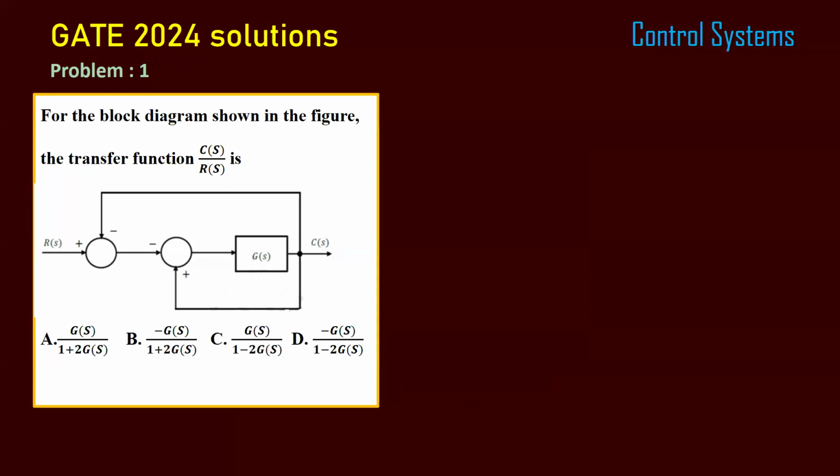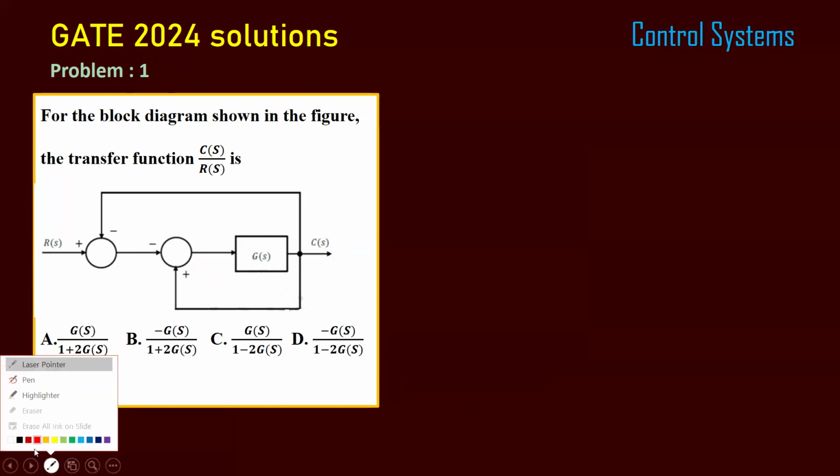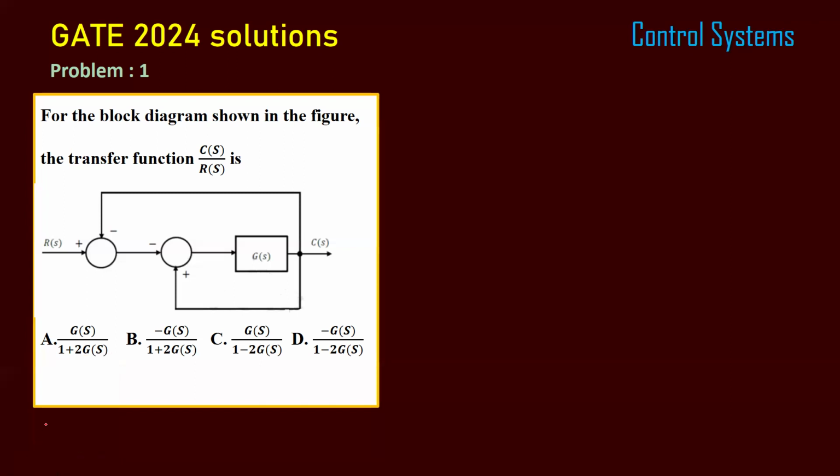So this problem is taken from the electrical paper. For the block diagram shown in the figure, we need to find the transfer function for the given block diagram. So here I am going to find the transfer function directly, following the normal method. Directly I will solve the problem.